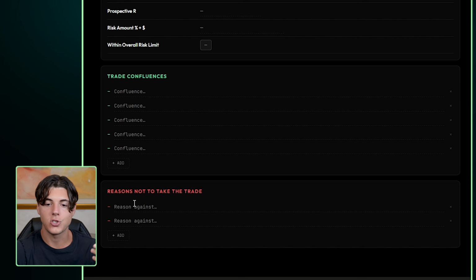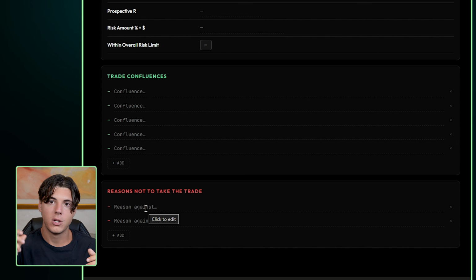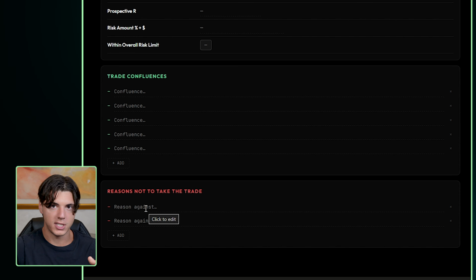And then lastly, reasons not to take the trade. Now, very rarely have I filled in those reasons not to take the trade and I haven't taken the trade, but it just kind of helps for me to trigger my mind to think of like, okay, what is the counter argument to this position?